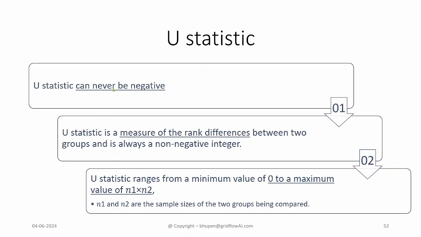The U statistic can never be negative. This is one fundamental property, because it is about rank, and rank cannot be negative. The U statistic is a measure of rank difference between the two groups, and it is always a non-negative number. The range of values the U statistic can occupy is from 0 to a maximum of the number of samples in group 1 multiplied by the number of samples in group 2. For example, with 5 and 5, the maximum value will be 25.